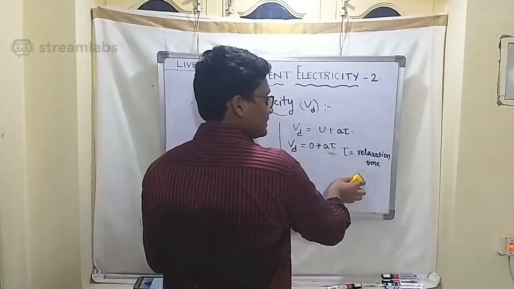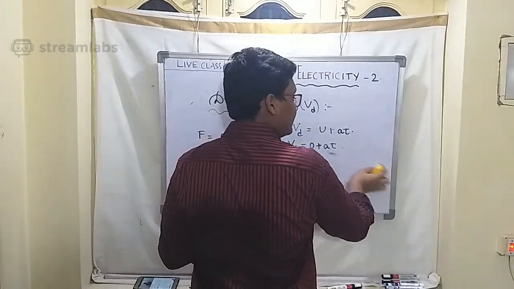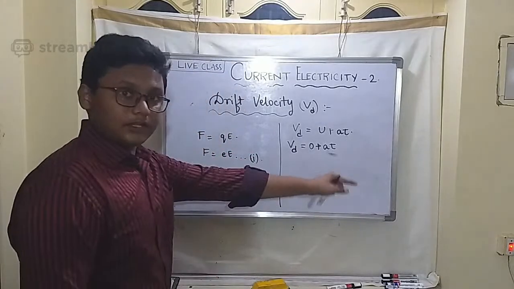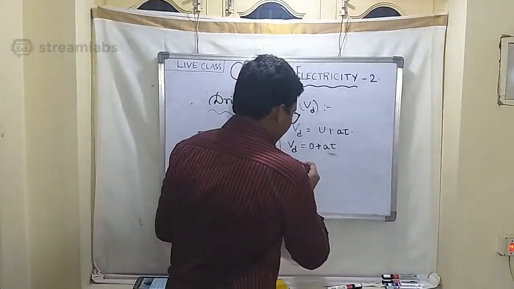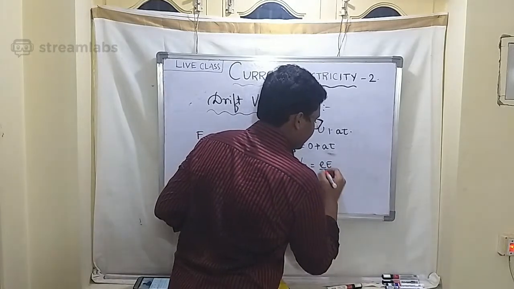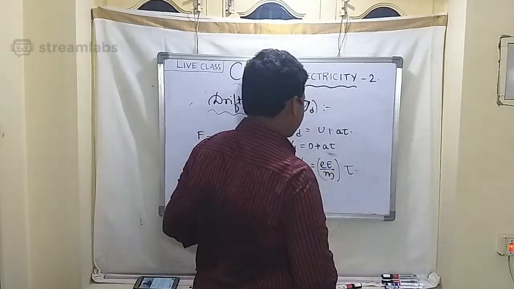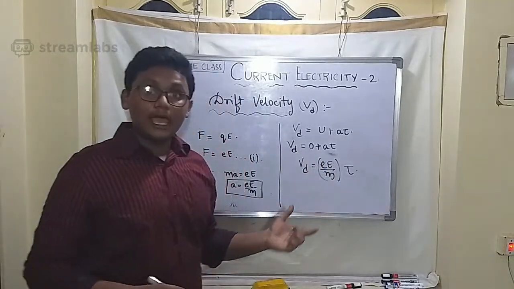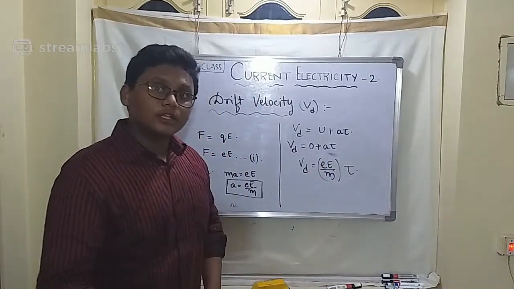A into tau. That's clear. Keep in mind that's the relaxation time. It's also one of the important terms in drift velocity, and Vd is equal to E by m into tau. Tau is the relaxation time, and Vd is the drift velocity.